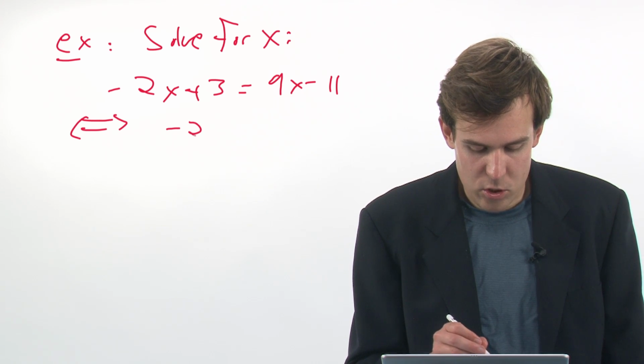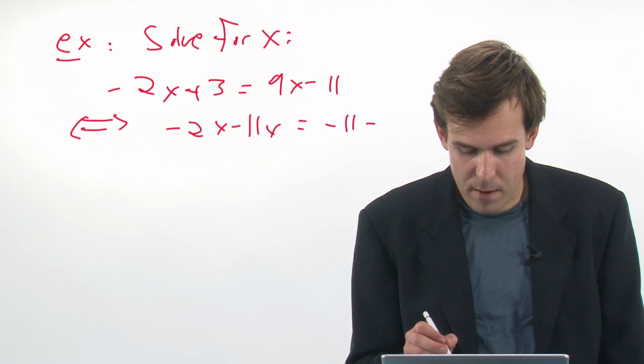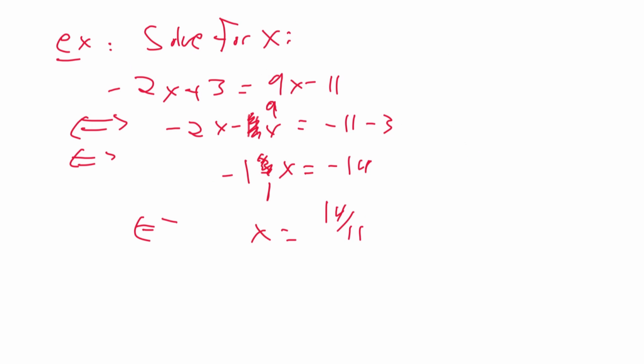So let's see, this is 2x minus 9x equals minus 11 minus 3. So minus 7x equals minus 14. Oops, sorry, I misspoke there. So this is minus 14. So I get that x is equal to 14 divided by 7, which is 2. So a nice algebraic exercise.